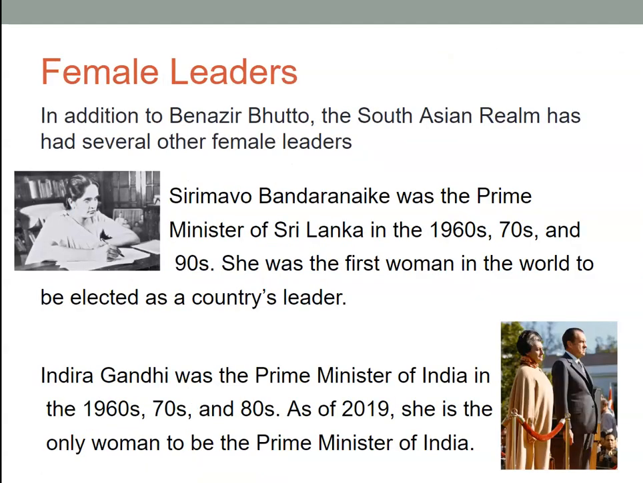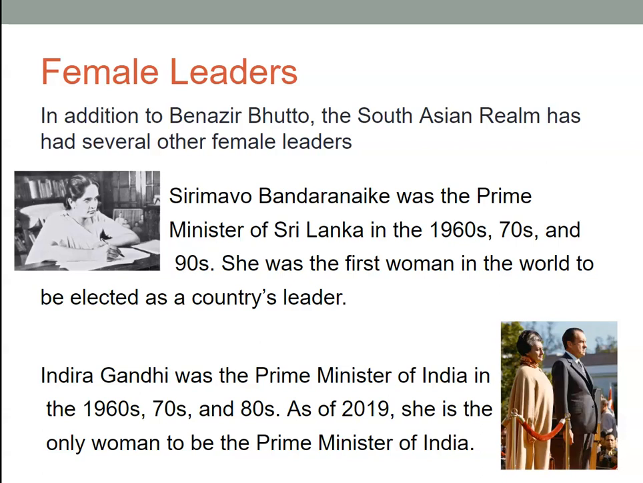She joins several other women in this realm. So South Asia has had a nice history of female leaders. This is before Margaret Thatcher. This is before Angela Merkel. This is before Hillary Clinton. We had women in positions of power in South Asia.